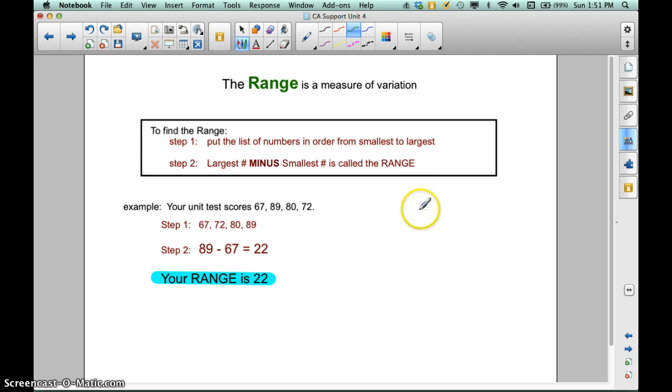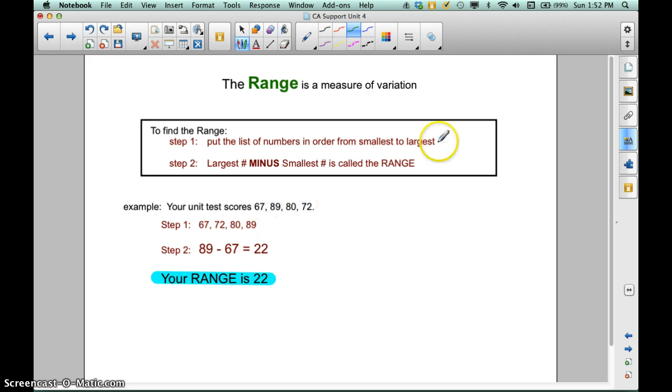The last one we're going to talk about right now, and you've heard of all of these before, and you've used them a little before, is the range. The range is a measure of variation, how much the set of numbers varies. When you think about how much something varies, you're talking about the difference between the biggest and the smallest, and that is exactly what the range is. The first step, again, is to put the list of numbers in order from smallest to largest. So if you're ever in doubt as to whether you need to do that for a particular summary statistic, it could never hurt. If you're not sure, do it anyway.